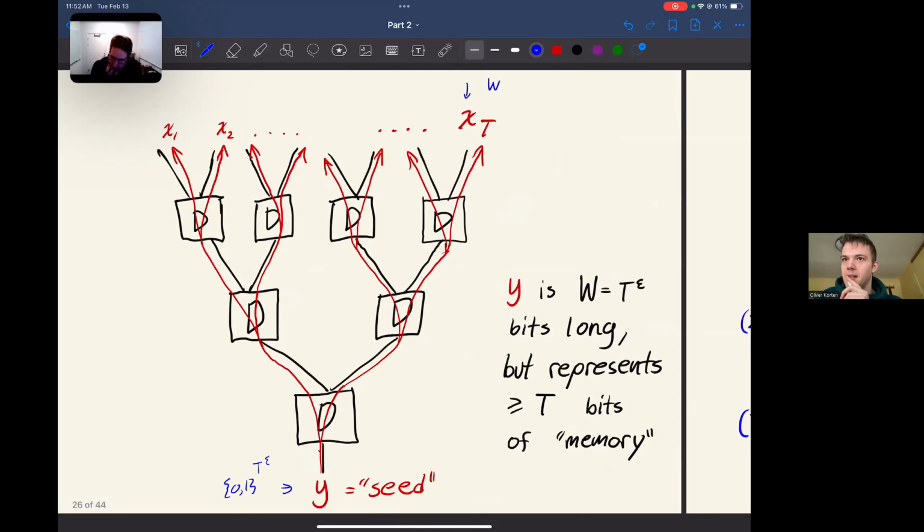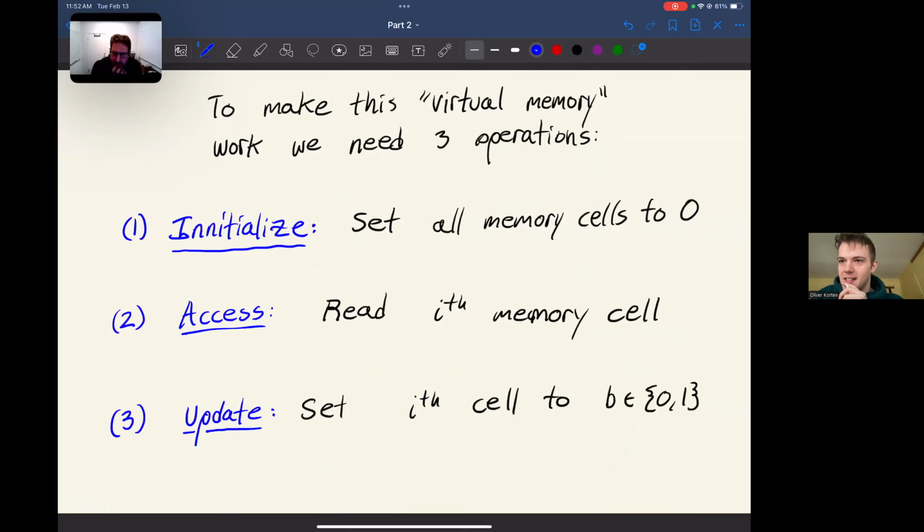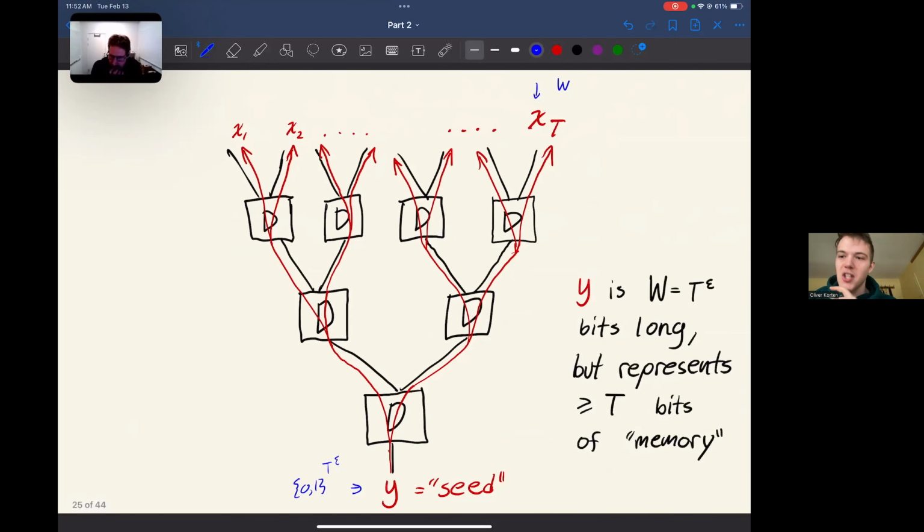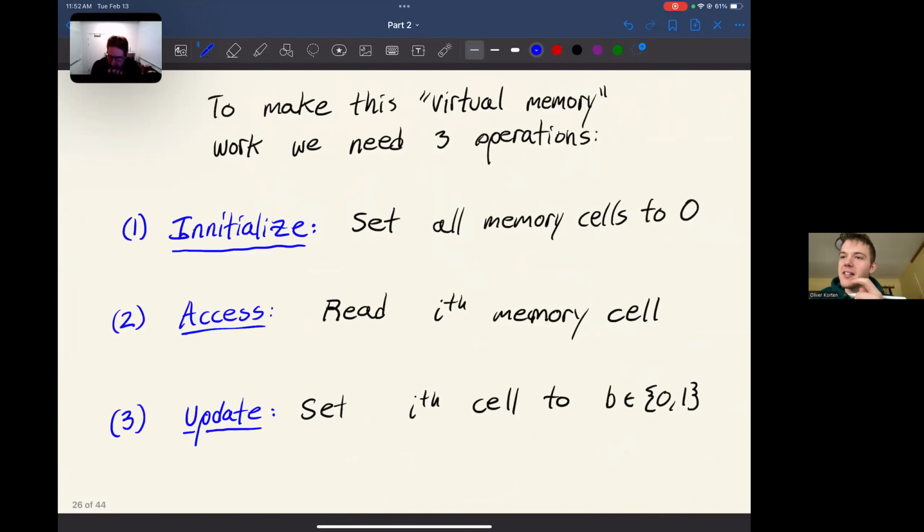And so this is the basic idea of our computation. We're going to show somehow that we can maintain this t bits of virtual memory by, in reality, only storing these t to the epsilon bits of this seed. And in order to make this work, we need the following virtual memory operations.